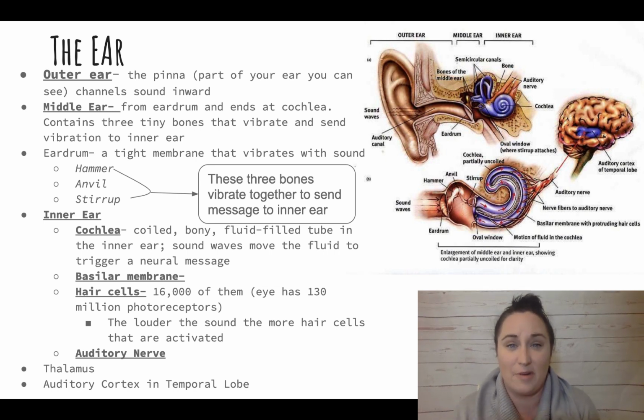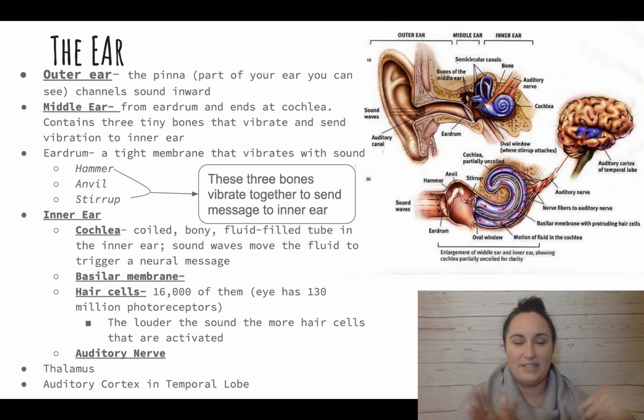You can also see the hammer, anvil, and stirrup in that picture. So the cochlea is filled with fluid. I know, it's kind of gross. It's like a tube in your inner ear, and along the bottom and the top, it has these little hair cells. You want to think of the hair cells as like a carpet.